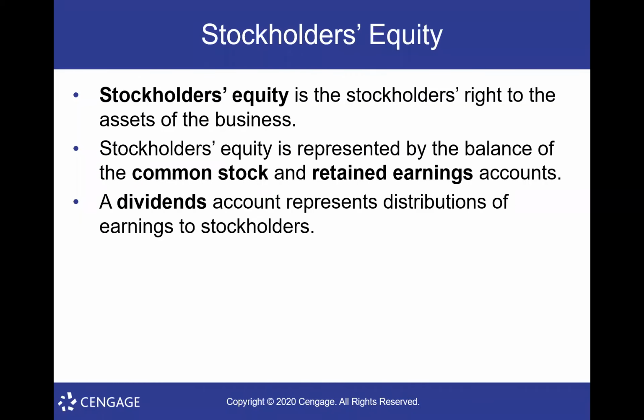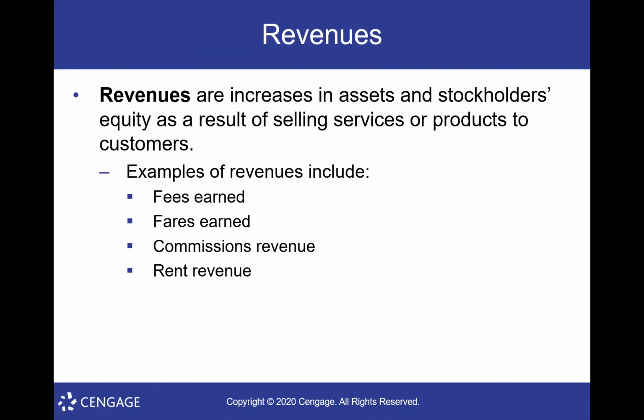Stockholders' equity, we've already learned about common stock and retained earnings. And then dividends are money we pay out to the stockholders. Okay. We've also learned about revenues. That's money that you earn by doing business. They usually get listed as something like fees earned, fares earned, commission revenue, rent revenue. So usually you'll see either earned or revenue in their name. Those are keywords to help you think, oh, this is a revenue. The only one that will confuse you is the one called unearned revenue that I just showed you, because that's a liability. So you have to just remember that exception.